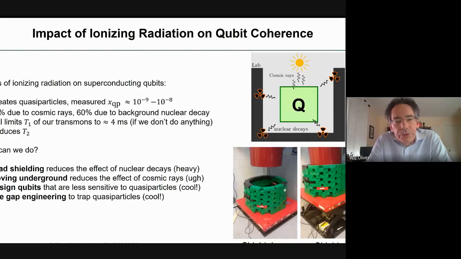But going forward, lead shielding, it's pretty heavy. That represents more than a ton of lead right there.